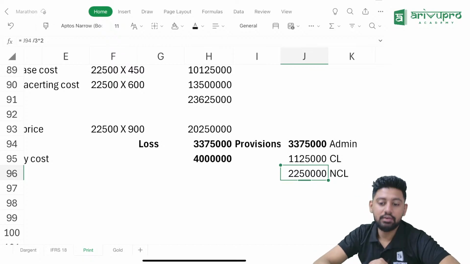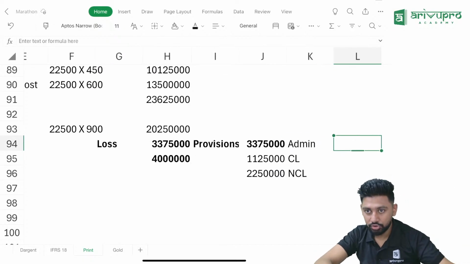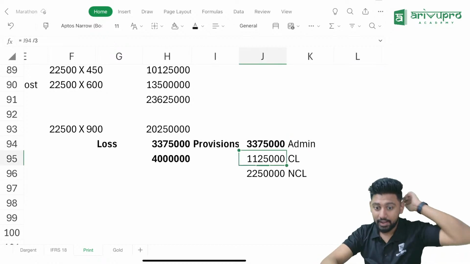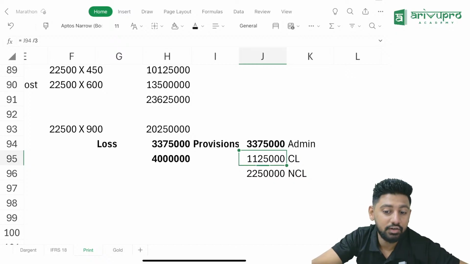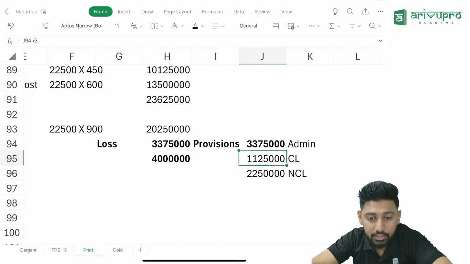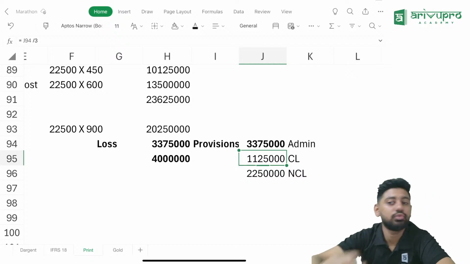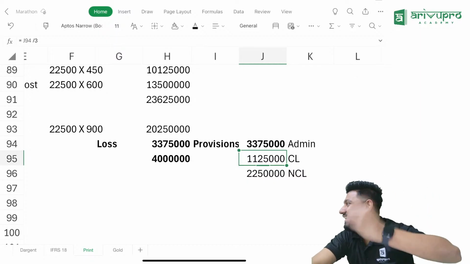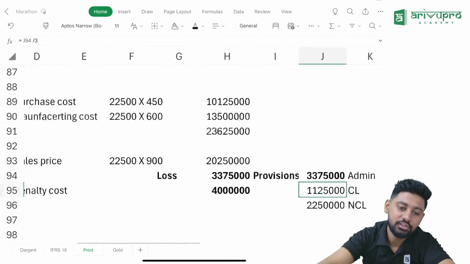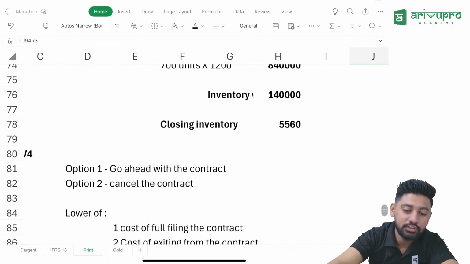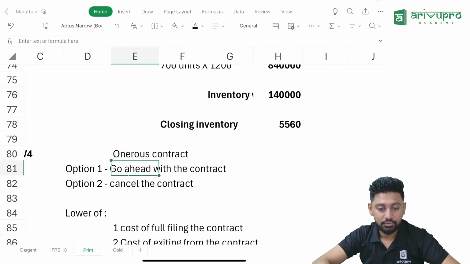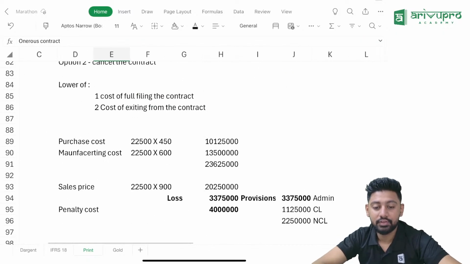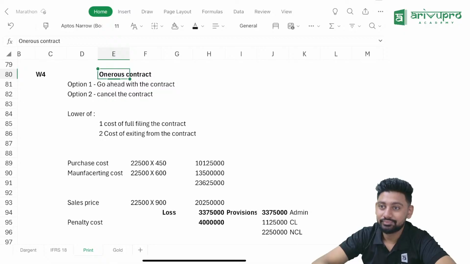So my admin will be debited: debit admin cost P&L, credit my liability for next year 1,125,000. The following year, I have 2,250,000. Basically, the entire loss is recognized in the first year. So we call it an onerous contract. Are we clear?